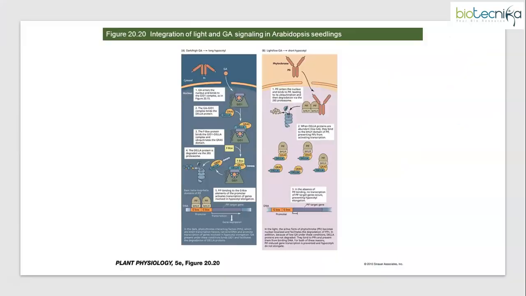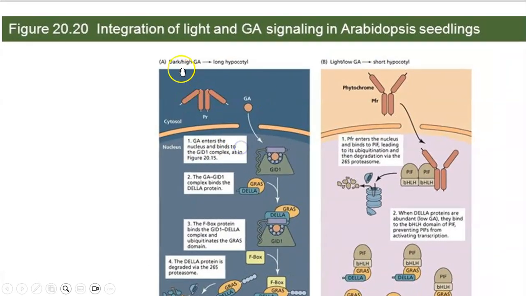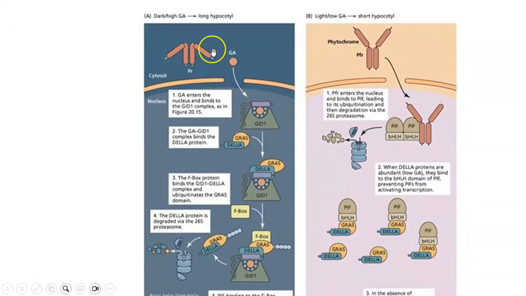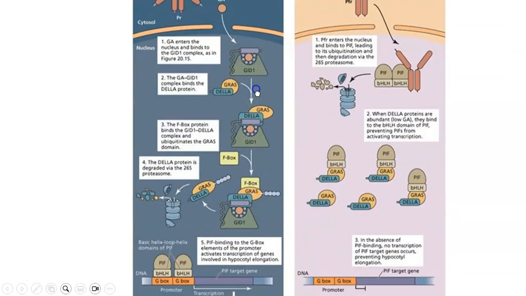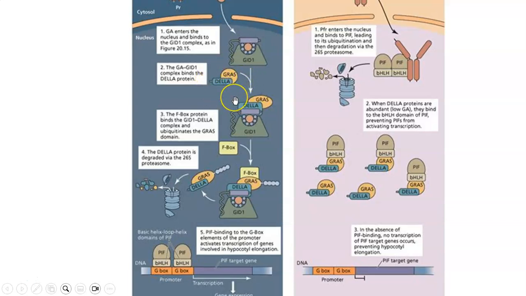Let's check it out. For this, you have to be very clear with the signaling, that is GA signaling in response to phytochrome. If you look into the image, this is dark or high GA that induces long hypocotyl. So in the dark condition, gibberellic acid is more, that induces the formation of long hypocotyl. As you can see, phytochrome is present in the inactive form. At that time, gibberellic acid comes and binds to its corresponding receptor known as GID1. That will be recruiting GRAS and DELLA protein.